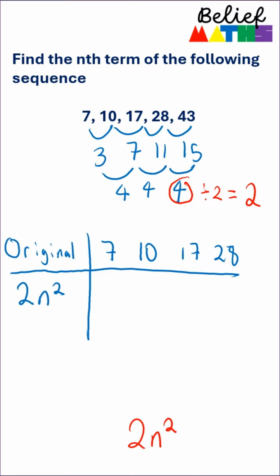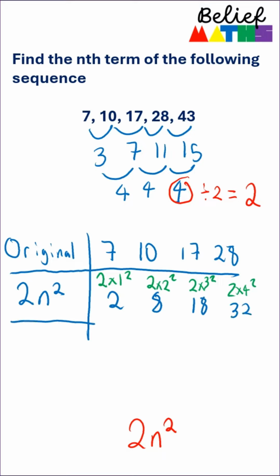What that means is we're going to substitute in 1, 2, 3, and 4 for n. So we're going to figure out what is 2 times 1 squared, what is 2 times 2 squared, 2 times 3 squared, and 2 times 4 squared. And if we figure out each of those, well, 2 times 1 squared is 2, 2 times 2 squared is 8, 2 times 3 squared is 18, and 2 times 4 squared is 32.